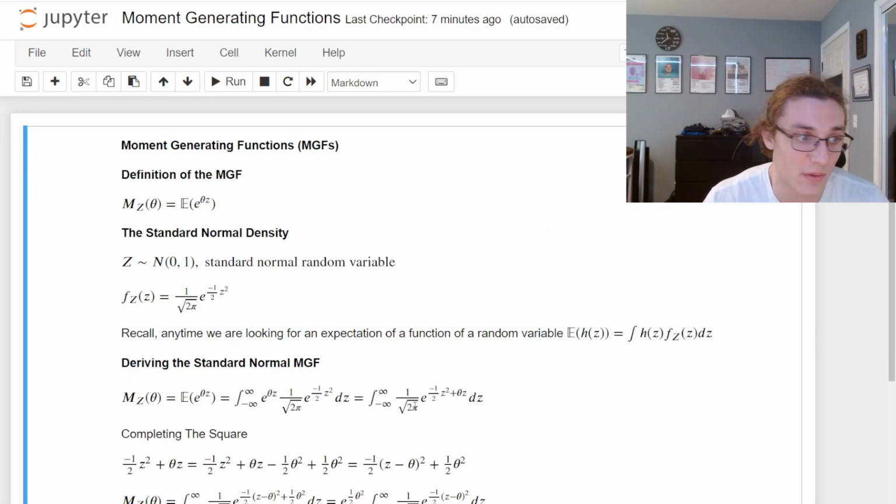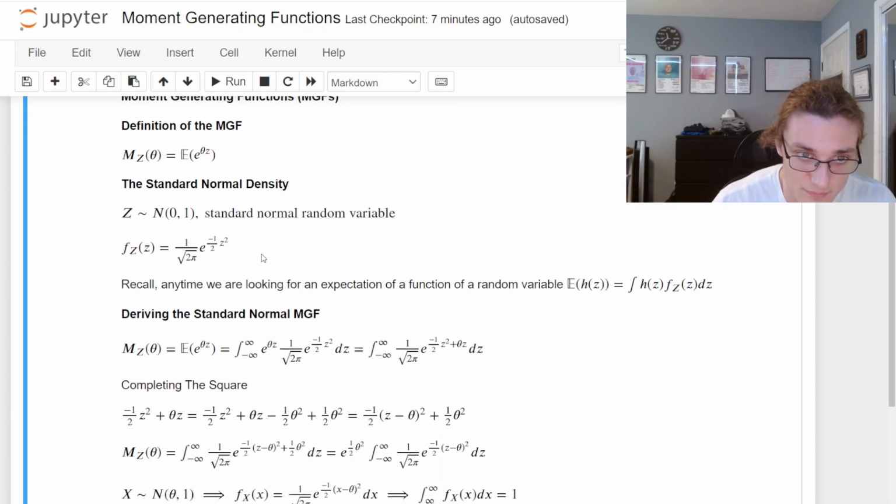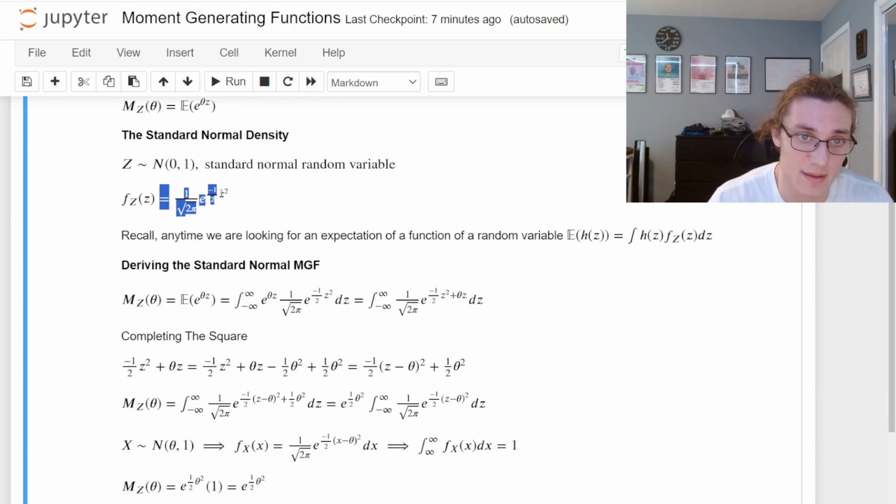So what have we derived so far? Let's go ahead and do a quick recap. We have the moment generating function given by the expectation of e to the theta z. We have a standard normal random variable with mean 0, variance 1, and the corresponding density function. We looked at the expectation of a function h of a random variable z: given the density function, we multiply the transformation with the density and integrate over the support. That's exactly how we found the moment generating function for the standard normal random variable z.